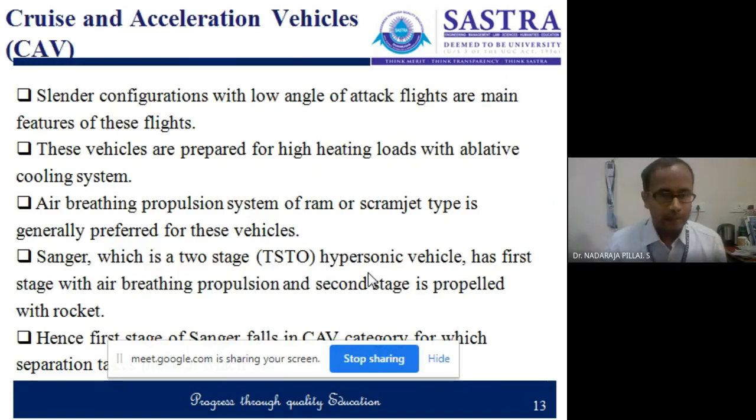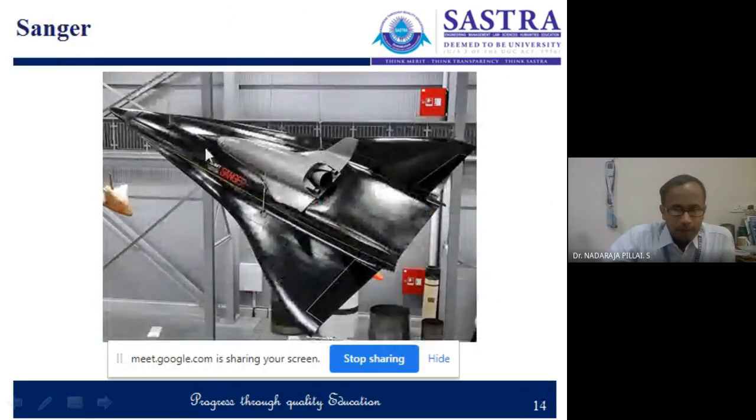Third point: the air-breathing propulsion system of ramjet or scramjet type is generally preferred for such vehicles. Okay. One example of this is Sanger, which is a two-stage-to-orbit hypersonic vehicle. It has a first stage of air-breathing propulsion when it is going through the atmosphere, and the second stage is propelled by a rocket. Right. So this is the model of the Sanger, right?